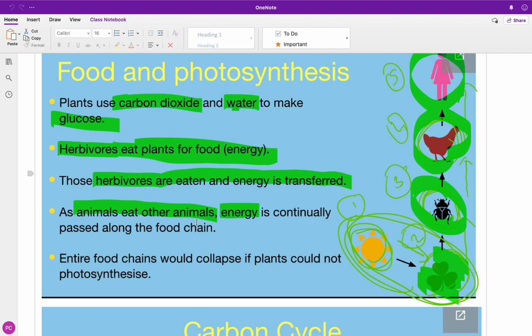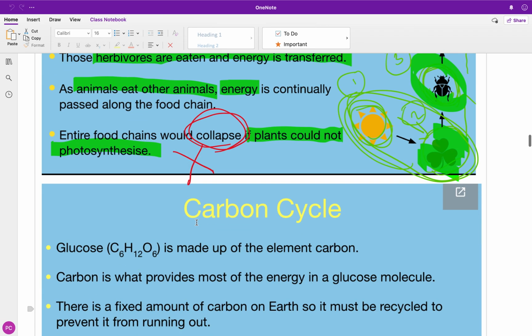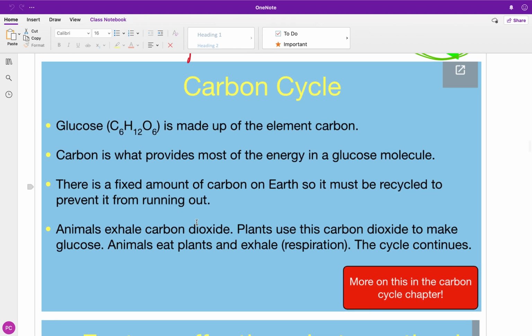If plants can't photosynthesize, it's a massive problem. The whole thing collapses down and we lose the food chain, we lose the energy transfer, and life on the planet would cease. Okay, not going into this again. Carbon cycle, I just put it in there because it's related to this, but we've already done this. Glucose is made up of carbon, hydrogen, and oxygen.